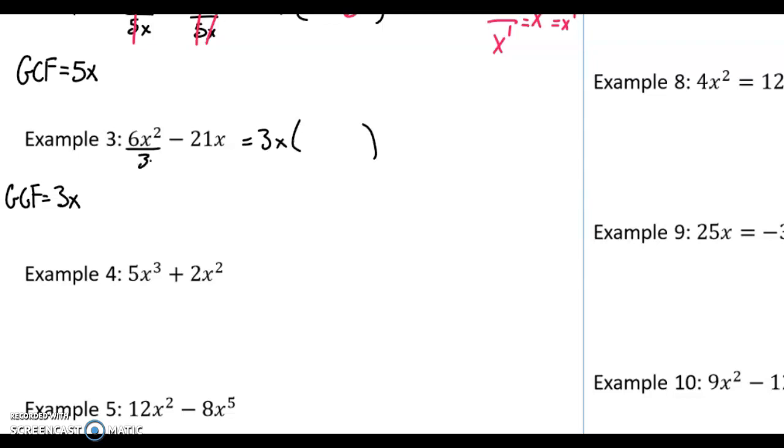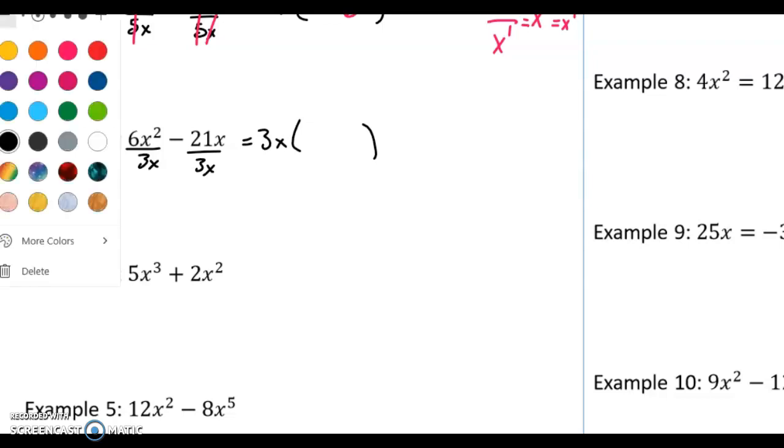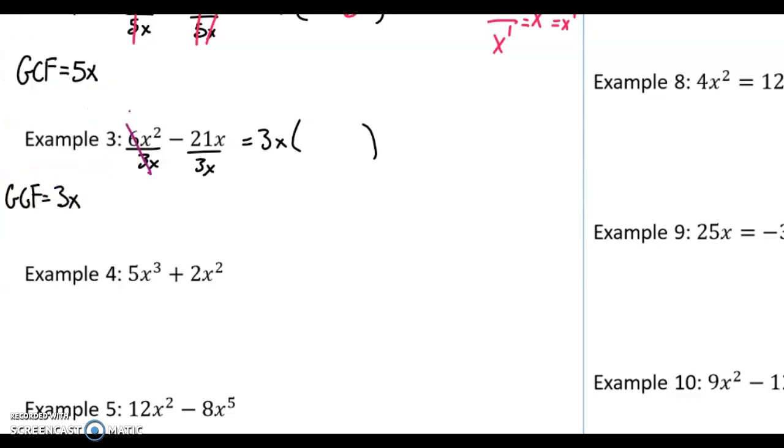So I divide each thing by 3x. All right, so I have 6 divided by 3, and that's 2. And x squared divided by x is x. So it's 2x. Negative 21 divided by 3 is a negative 7. And then the x's make 1, so you don't have to write them. So it's 2x minus 7.